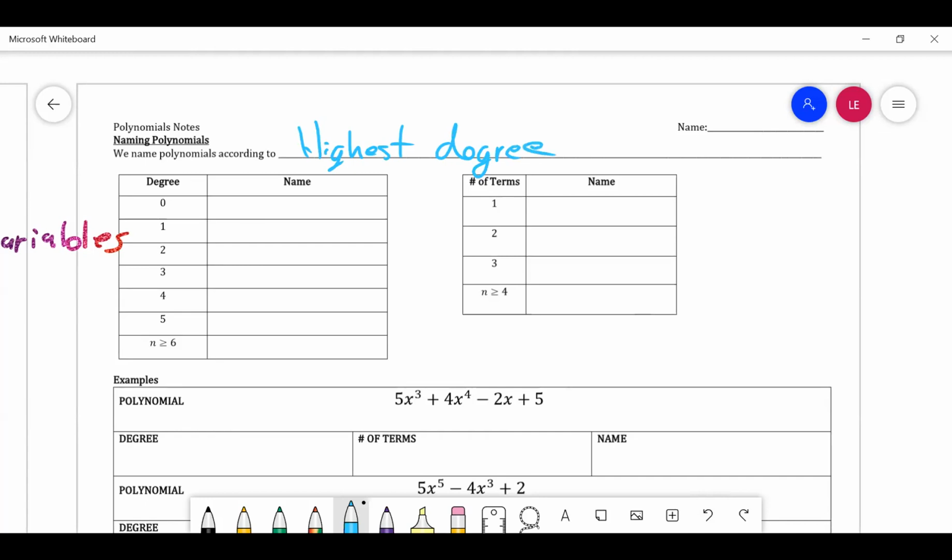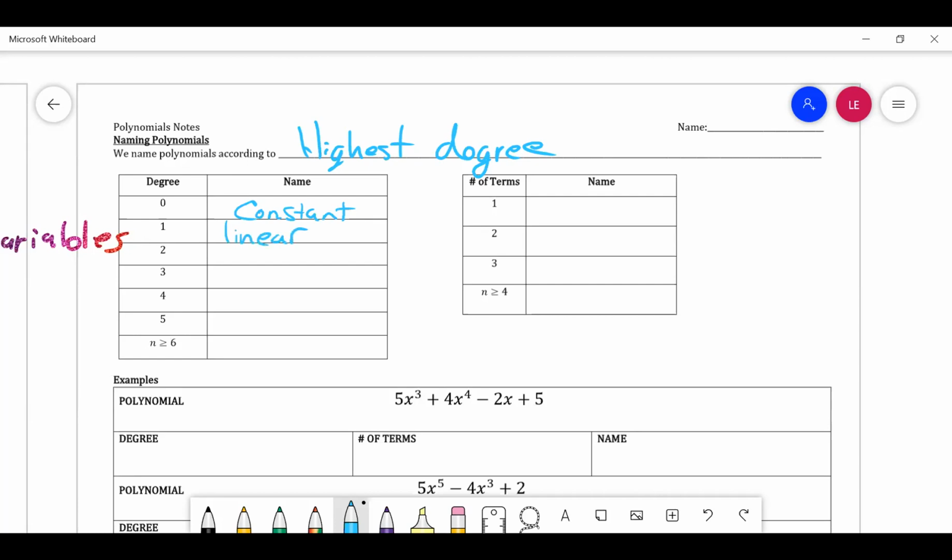That just means the power. So when you look at this right here, if it doesn't have any powers, if the highest power is 0, then we just call it a constant. If the highest power is 1, we call it linear. I think you have to know these for Delta Math.